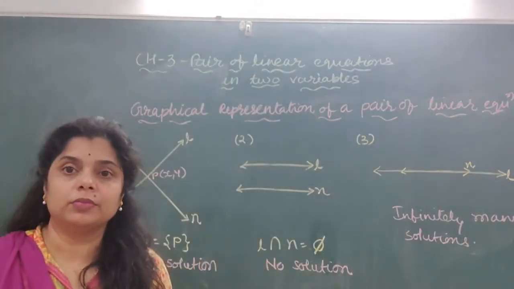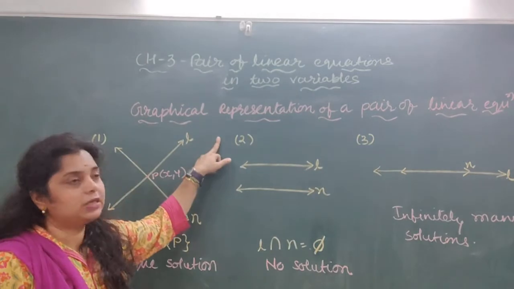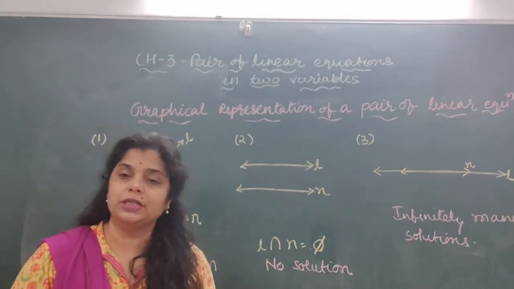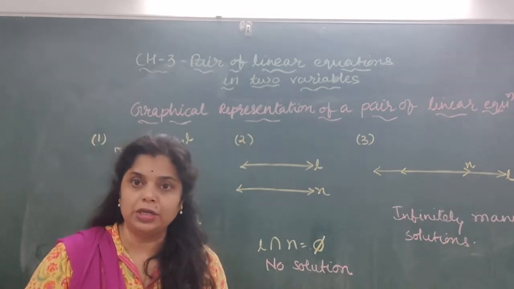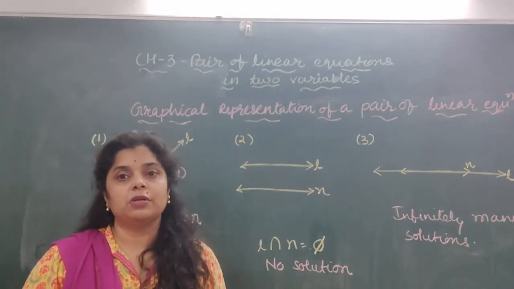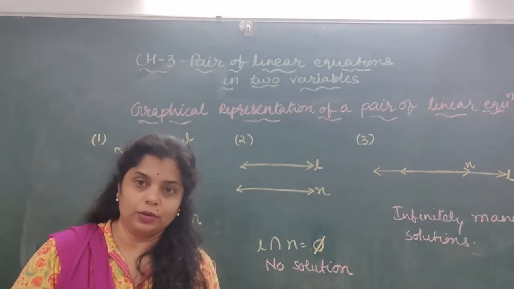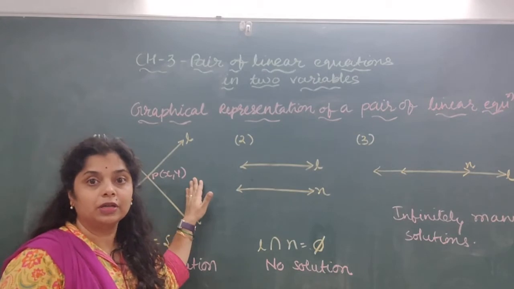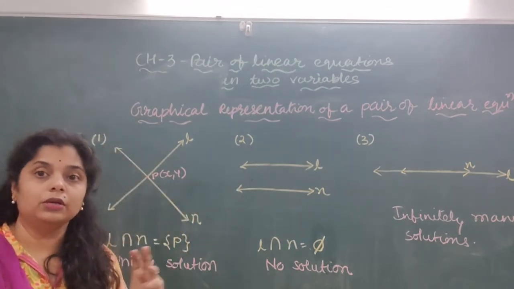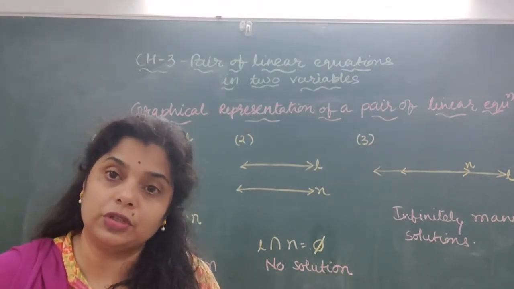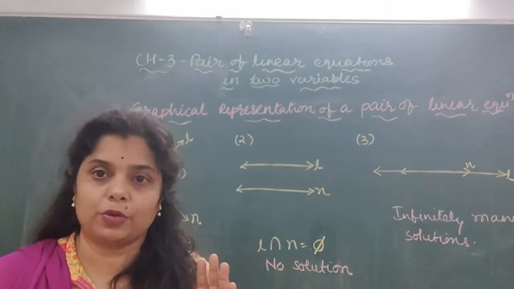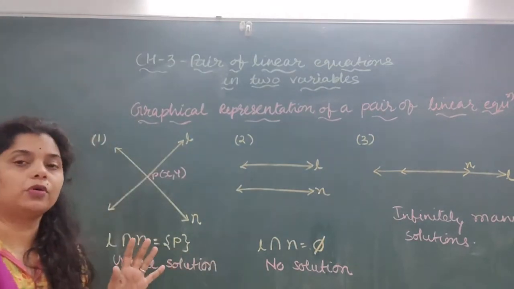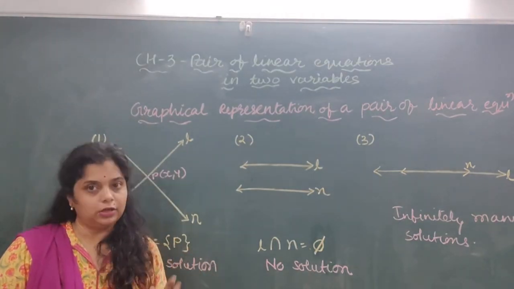Now let's talk about the graphical representation of a pair of linear equations. As I just told you, it is a pair. It means it involves two linear equations. Two linear equations means we will get two straight lines. So there are a total of three possibilities for the graphical representation, and out of three, any one is possible for the given pair of linear equations.